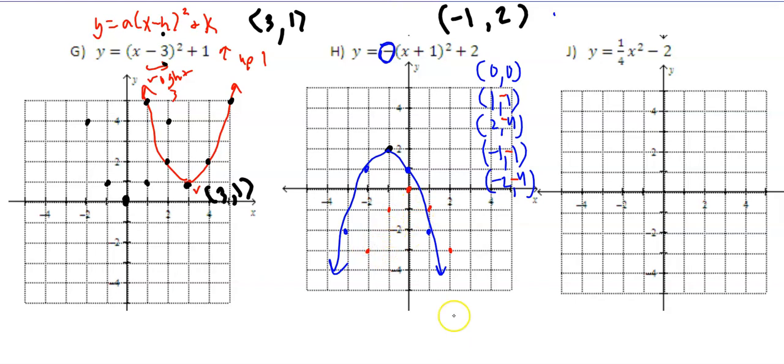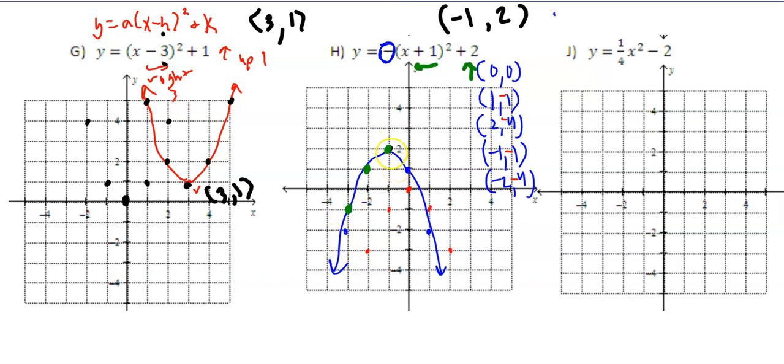And then you can move each one of those points to the left 1 and up 2. So each point goes left 1, up 2, and it gets to there. Left 1, up 2, left 1, up 2.